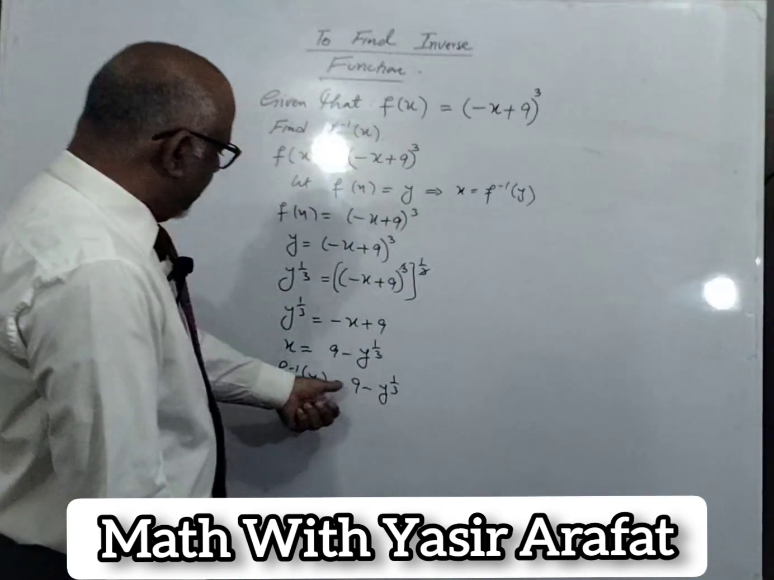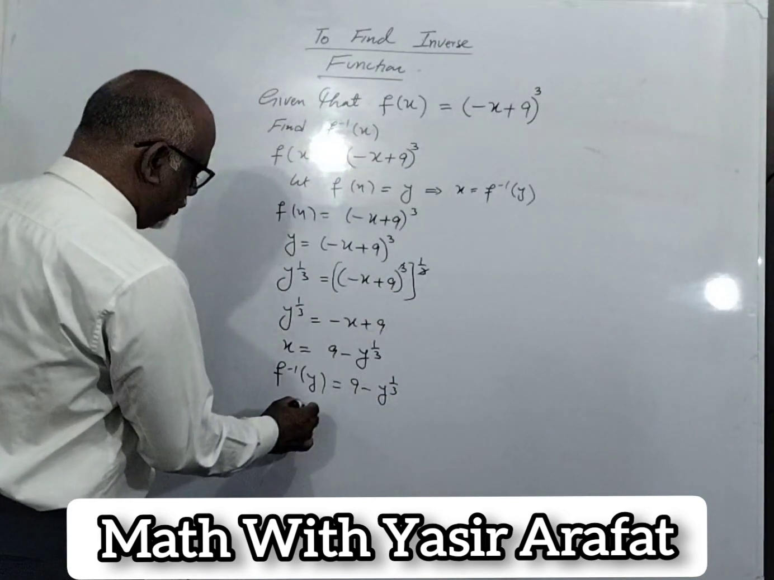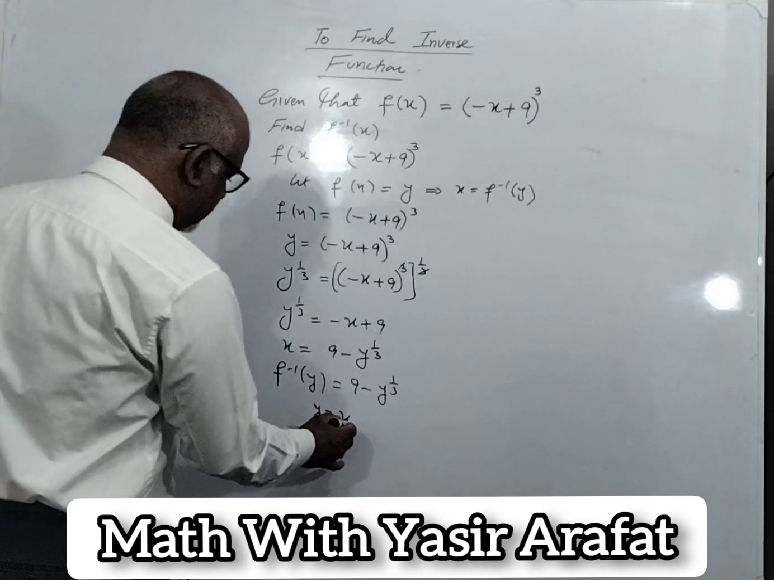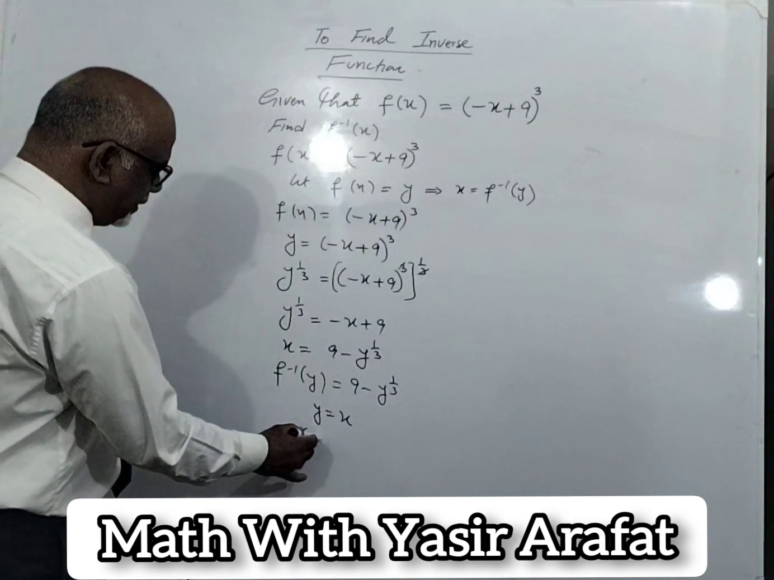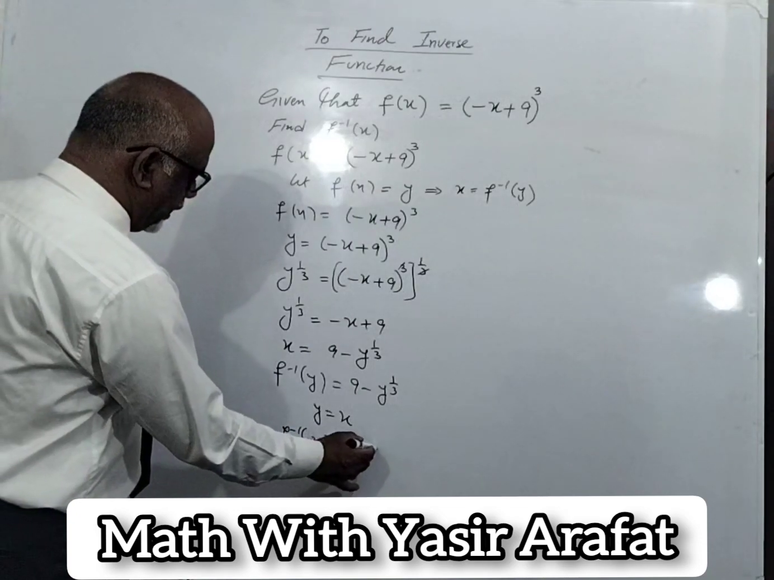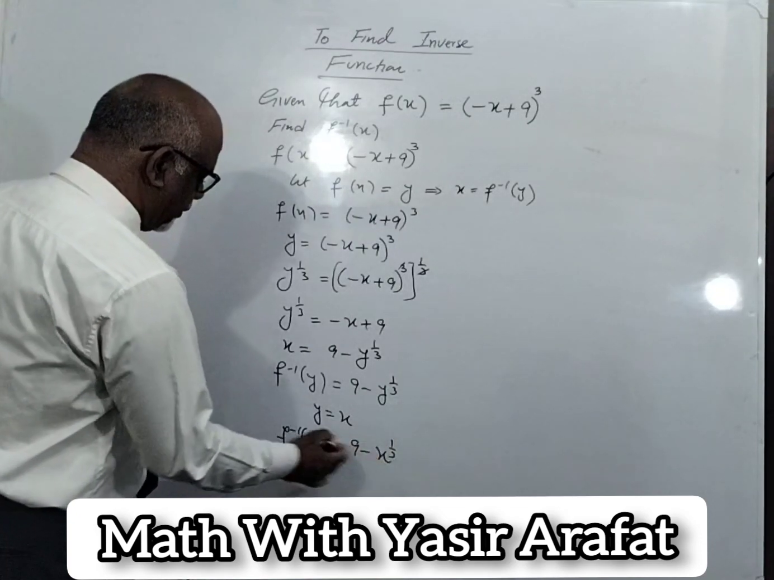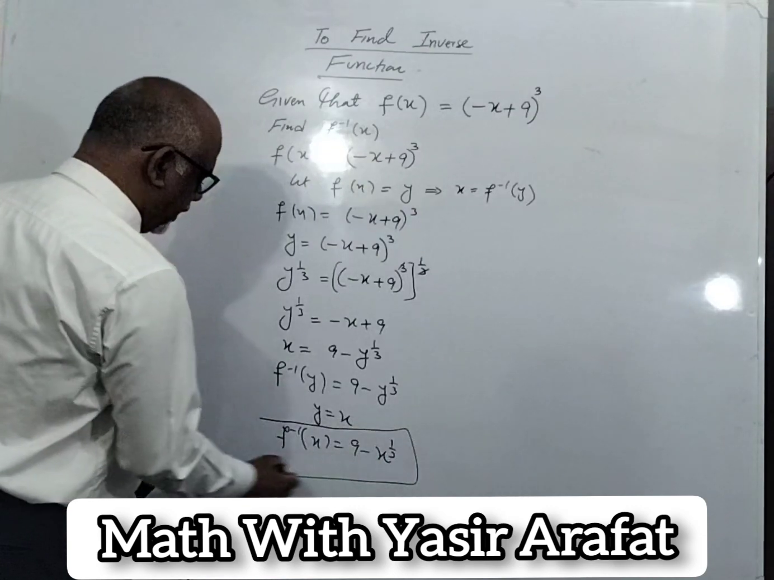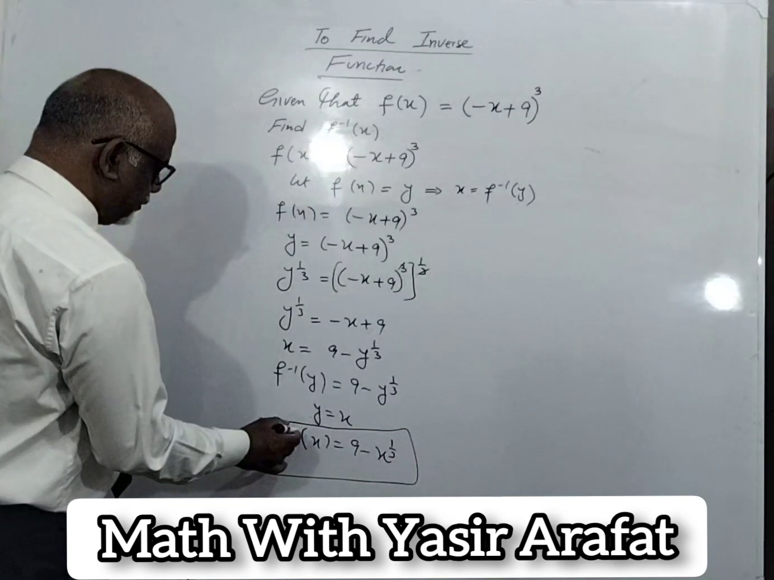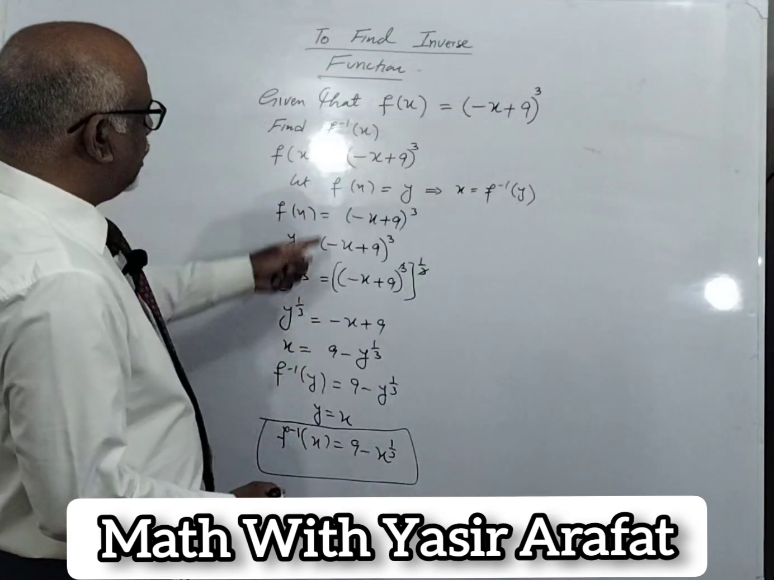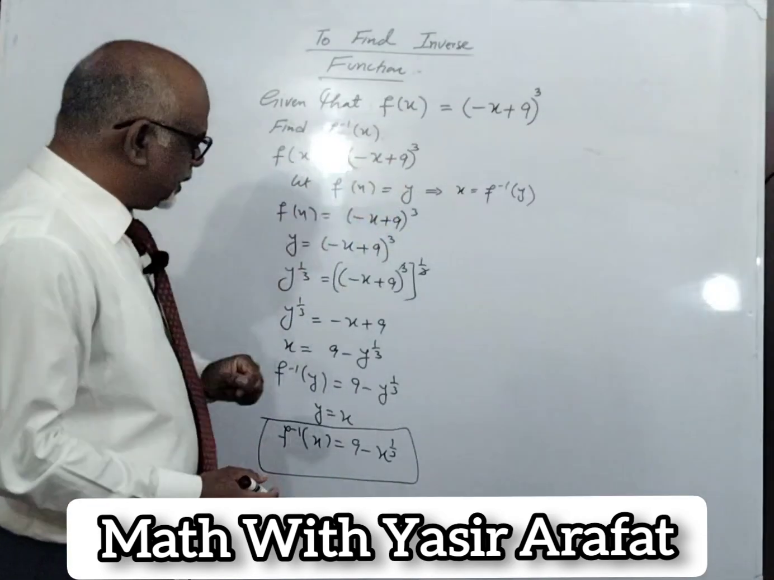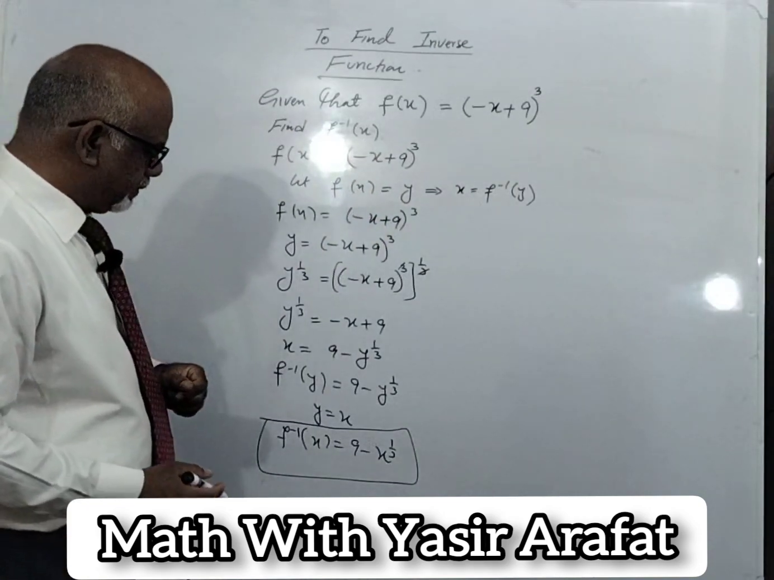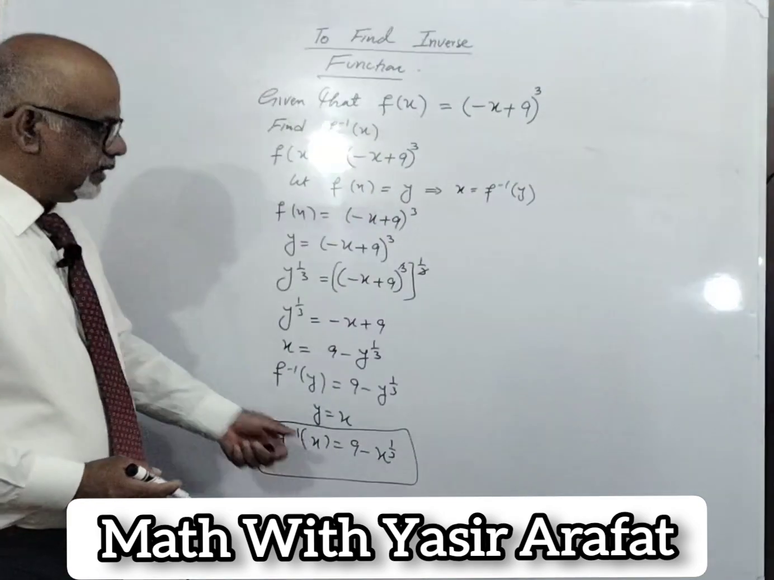Now we have to put the value of y equal to x. So this is f inverse of x, equal to x power 1 upon 3 minus 9. So this is the inverse function of f of x equals (x plus 9) power 3. So this is the inverse here.